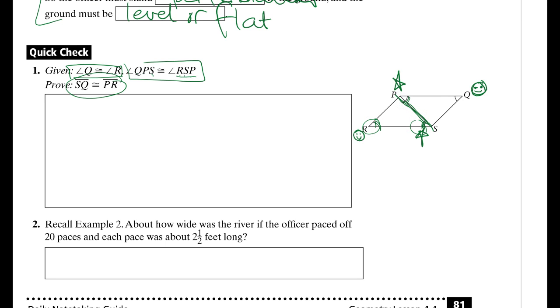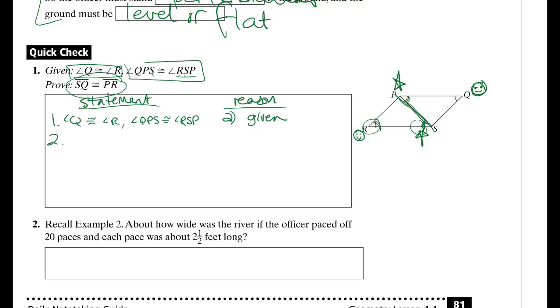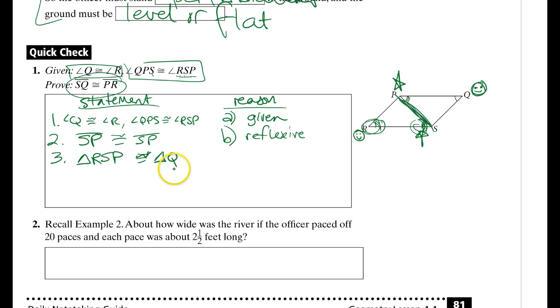So let's write this out. Here are the statements. Here's the first statement. These two things are true because they're given to me. The second thing we can state is that segment SP, that one right in the middle, is congruent to itself. And that would be the reflexive property. So now we've got angle, side. So I can write this entire triangle, RSP, is congruent to the other entire triangle, QPS. And why can I say that? Because I have proven to you that there is an angle and a side in that order that are congruent.